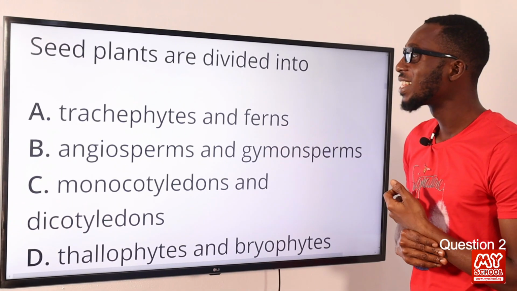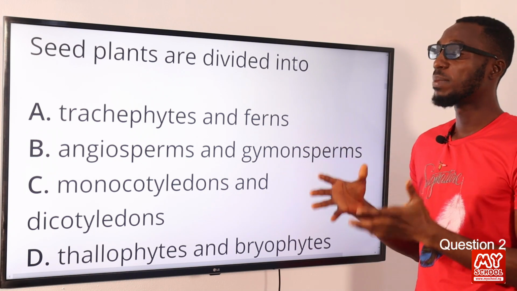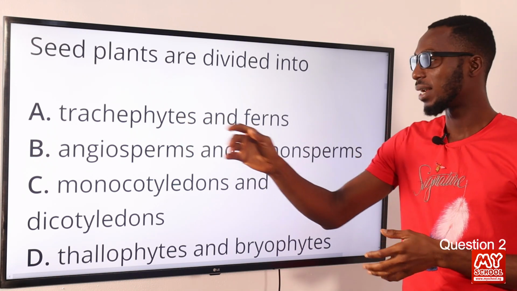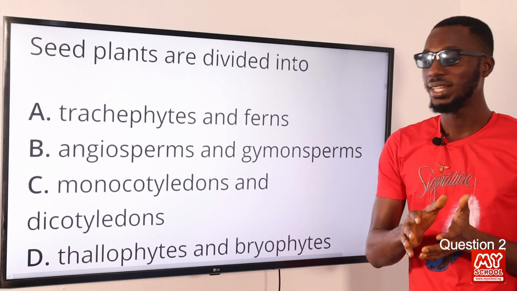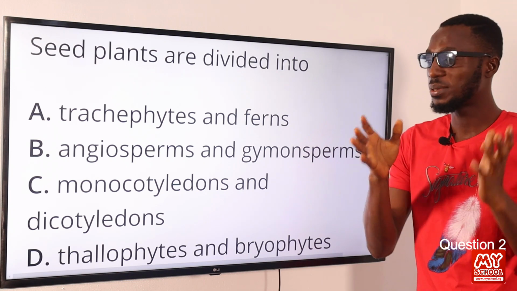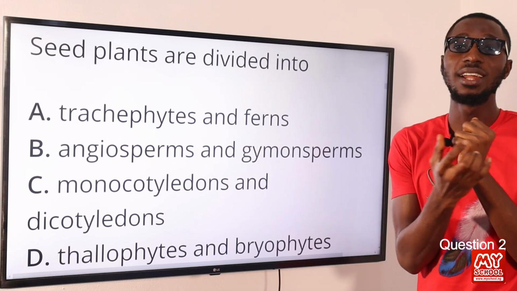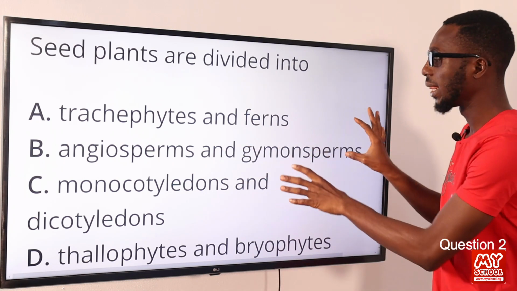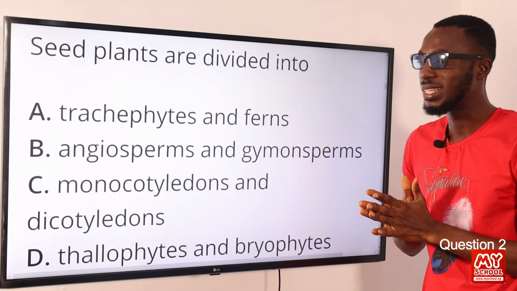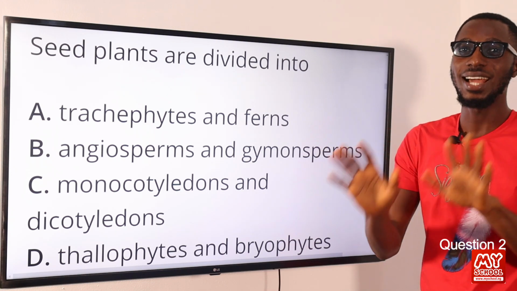Question 2. Seed plants are divided into angiosperms and gymnosperms. Seed plants, we are talking about spermatophytes. When you come to tracheophytes, we are talking about vascular plants. Ferns, we are looking at pteridophytes. So seed plants, like I said, we are looking at the spermatophyta. It is divided into angiosperms, flowering plants whose seeds are enclosed within the fruit, then we have gymnosperms, which bear naked seeds and are not flowering plants.